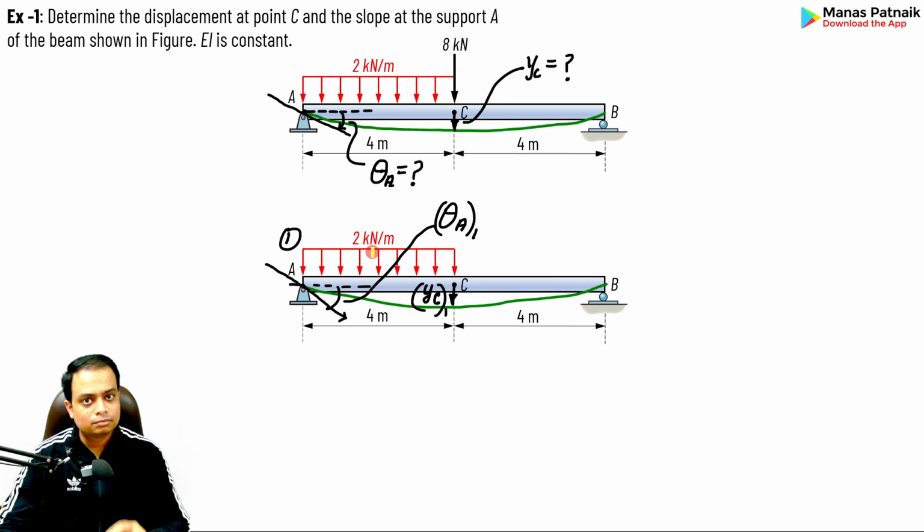Because of this loading. Okay. Now, this is your case number one.